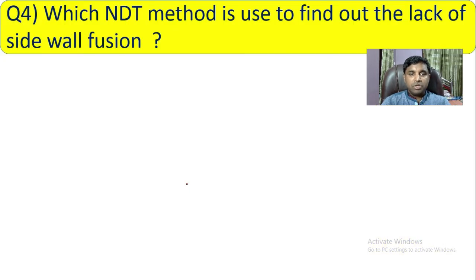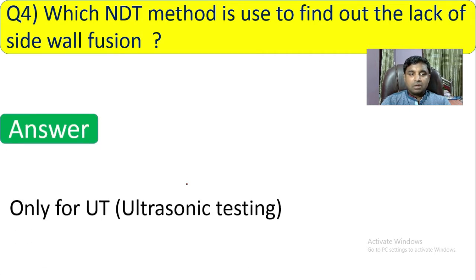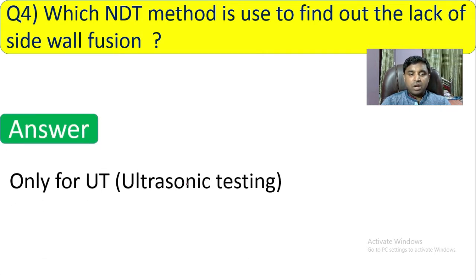Question number 4, which NDT method is used to find out the lack of sidewall fusion? The lack of sidewall fusion you can find only with UT. In ultrasonic testing, we can find out the lack of sidewall fusion.